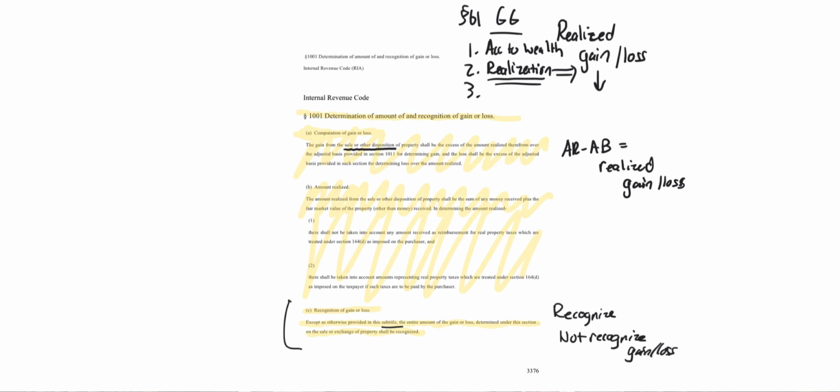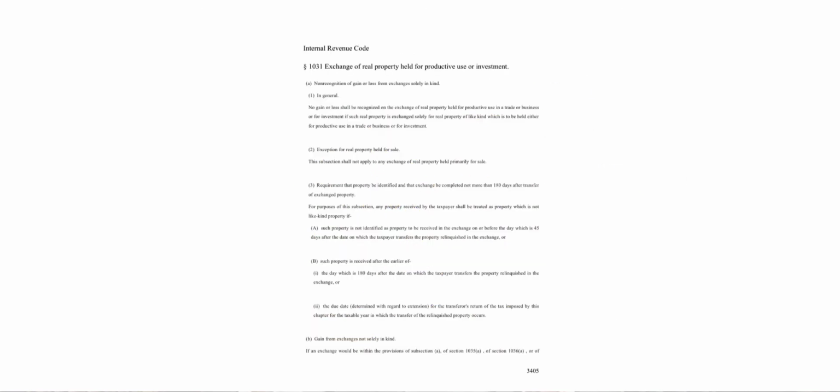And that's why we have realized gain or loss, then recognized gain or loss comes next. Now, why do we have recognized gain or loss? Because Congress feels that certain events, it's not appropriate yet to tax the recognized gain or loss, or the amount of gain or loss, I should say. So we're going to talk about that when we look at section 1031 in a moment. So let's move on over to that code section.